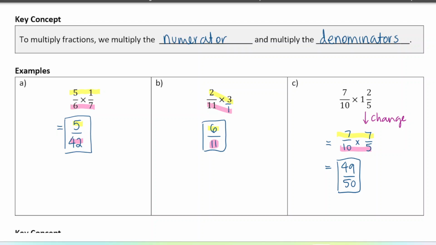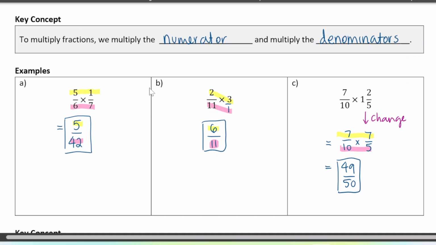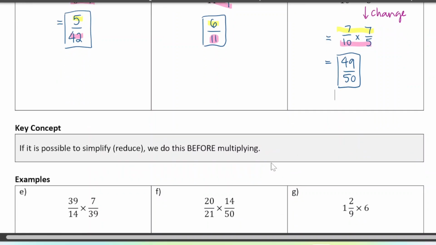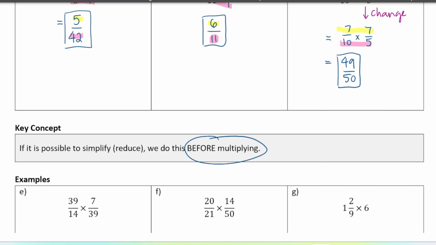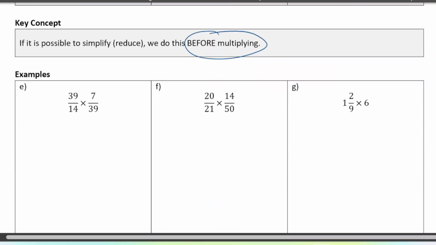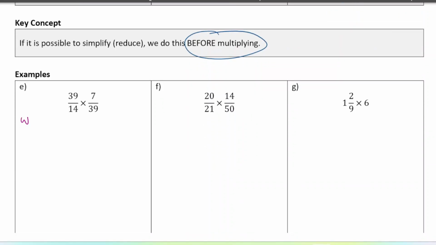Okay. Here is where we add something. Okay, so all of these you might notice that they did not need to be reduced at the very end. But often we do need to reduce. And it's much more simple if we reduce before we multiply. That's very important. Otherwise, we're going to end up with really big numbers that are hard to reduce. Let me show you what I mean. Okay, let's say we have this example. I'm going to put here what not to do first.